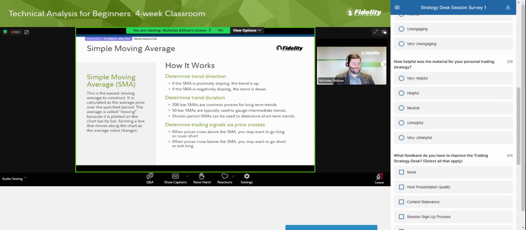Now, there are some basics associated with this. Basically, if a moving average is sloping up, the trend is considered to be up. If a moving average is sloping down, the trend is going to be considered moving down. Now, I just mentioned trend, so to speak. I don't specify short-term, long-term, intermediate-term, etc. Well, that's where these different time frames come into play.